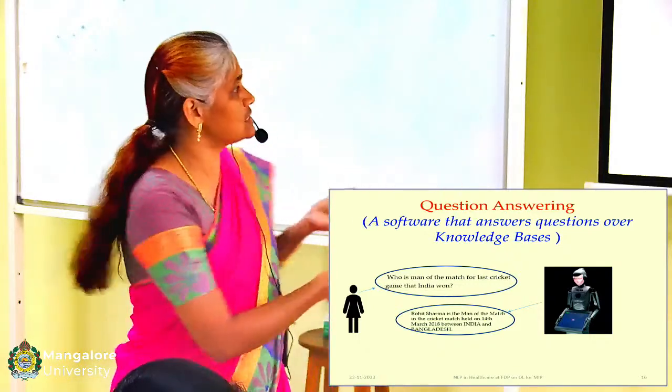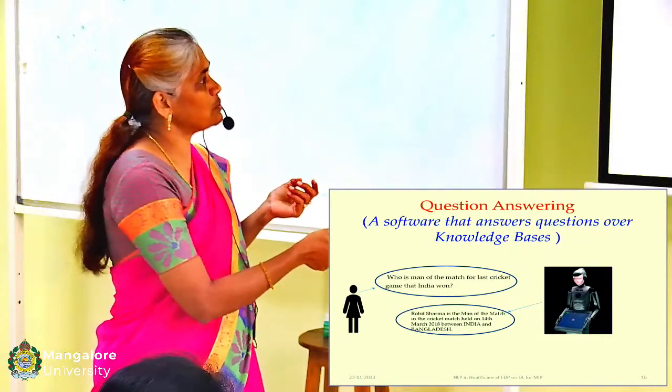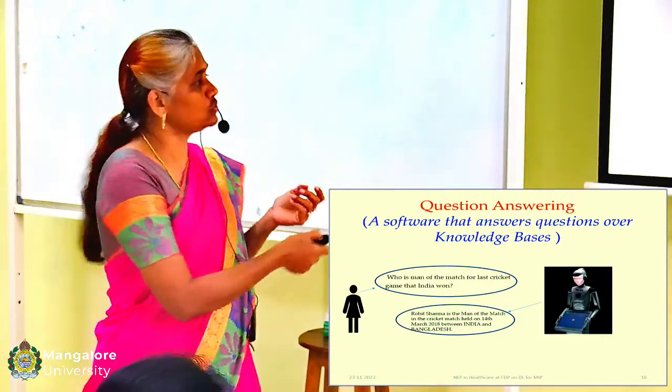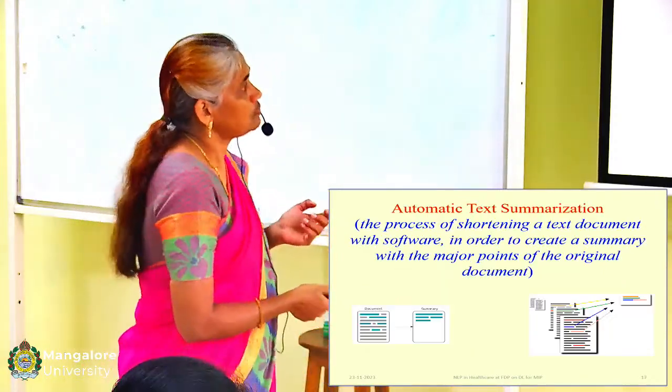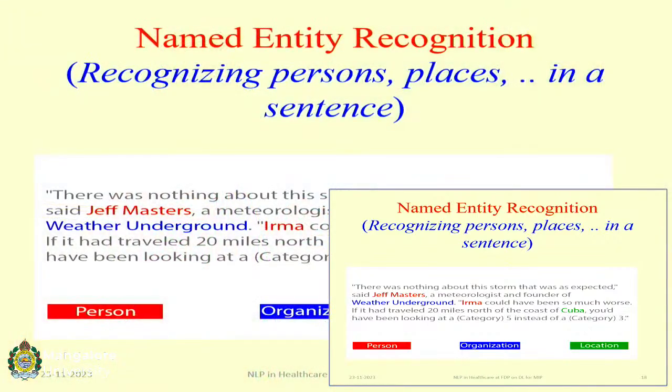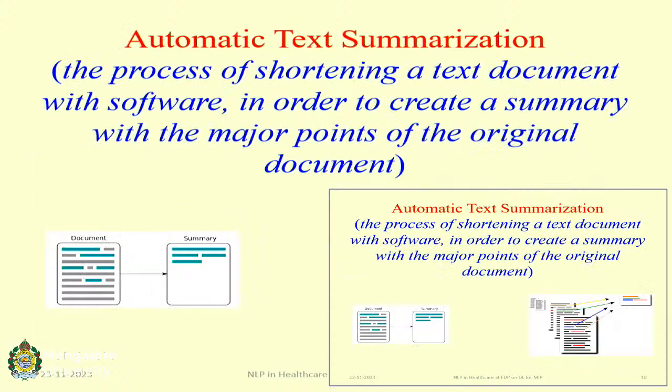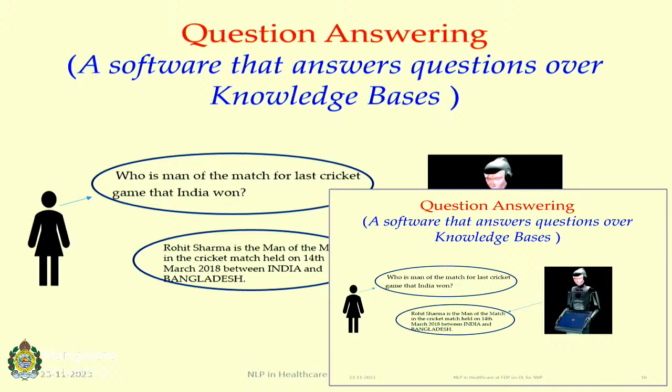And the other one is open class. Who is the man of the match for the last cricket game that India won? This is the open class category. I can ask any question and you should be able to give an answer. Closed is confined: reading comprehension is a closed class, not an open class. The knowledge base is very limited.